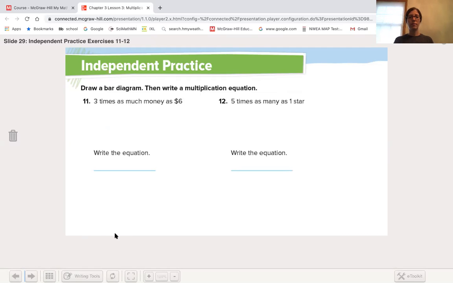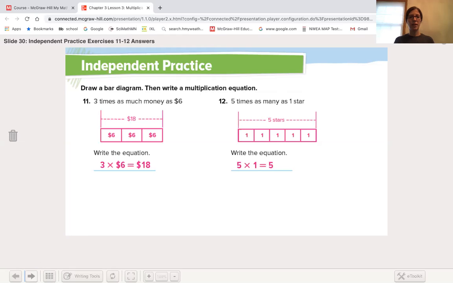All right, your turn. You can draw bar diagrams 3 times as much as 6. So you would take 6. We don't know the unknown, we don't know the total, but we know that we need 3 times as much as 6. So 3 times, I need 6 once, 6 twice, 6 3 times. 5 times as many as 1 star. So I need 5 times as many, 5 times.